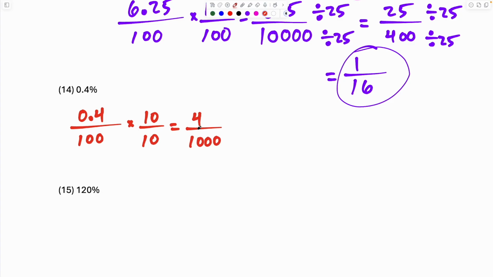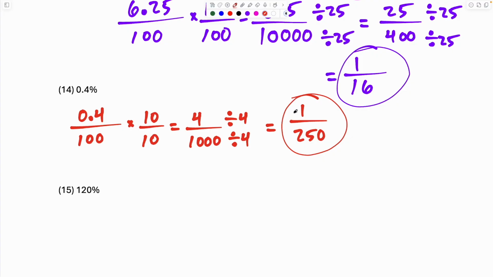And now from here, we could just divide the numerator and denominator by 4. And this is going to get us to our final answer. So 4 divided by 4 is 1. And now for this, I have 1,000 divided by 4 is 250. Okay, so this would be our simplified fraction for 0.4%: 1 over 250.